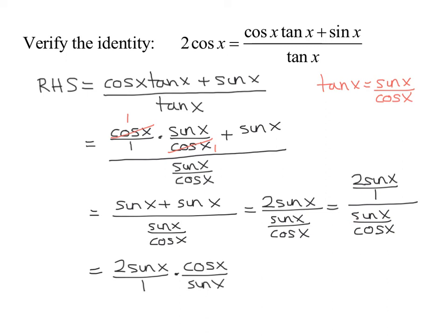And now if you notice, this sine x reduces with this sine x since those two fractions are multiplied by each other. And what do I get left with? 2 times cosine x is 2 cosine x, all divided by 1 times 1, which is 1. So that's going to give me 2 cosine x. And was that what we were trying to prove? Yes. So that equals the left-hand side. So I have proved that the right-hand side equals the left-hand side.